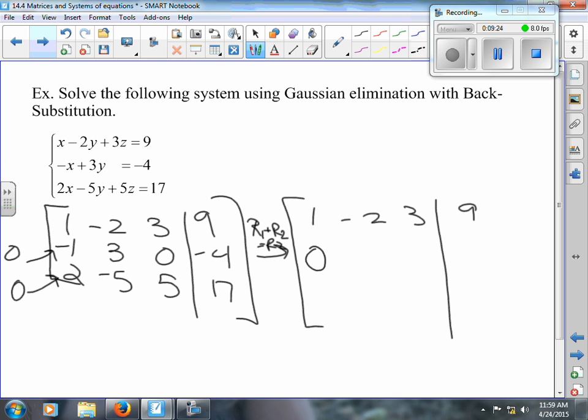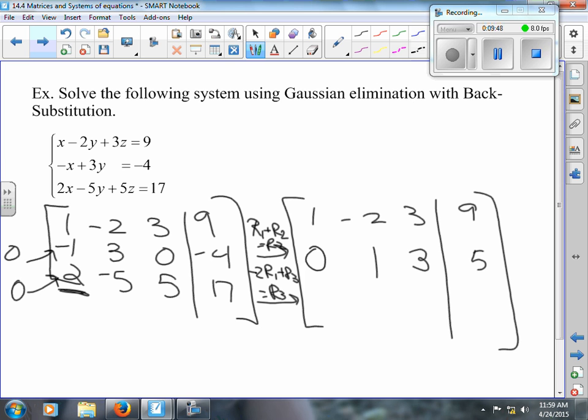If I just add them together, I'll get 0. If I add -2 and 3, I get 1. If I add 3 and 0, I get 3. And 9 plus -4 is 5. Okay, so now I have to do some multiplying to get rid of the 2 here on the third row. I'm going to take -2 times the first row and add the third row, and that's my new third row.